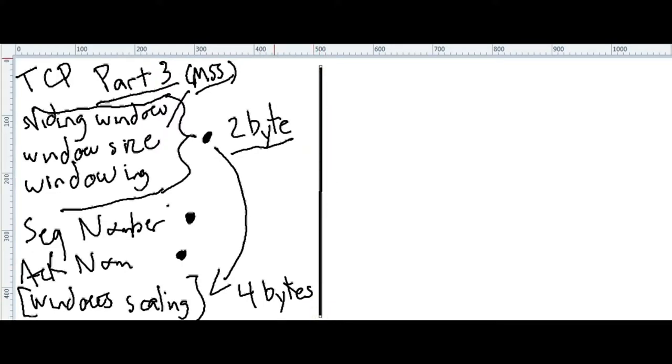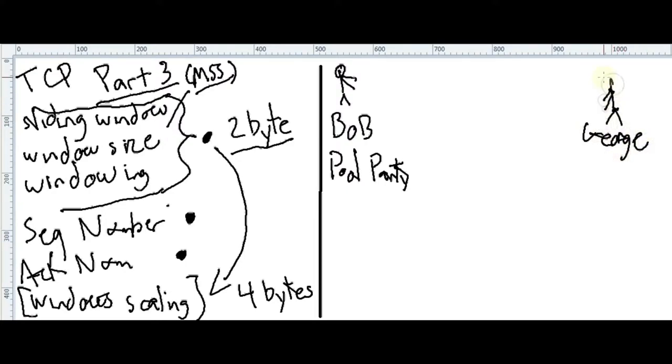Okay, so to understand the windowing, we're going to use an everyday example, human communication. Imagine this is Bob, and Bob is the host of a great pool party. It's a huge party, for some reason he's doing a crazy party outside the city. So he wants to invite the closer buddies first. One of them is George. So he wants to explain everything about the pool party.